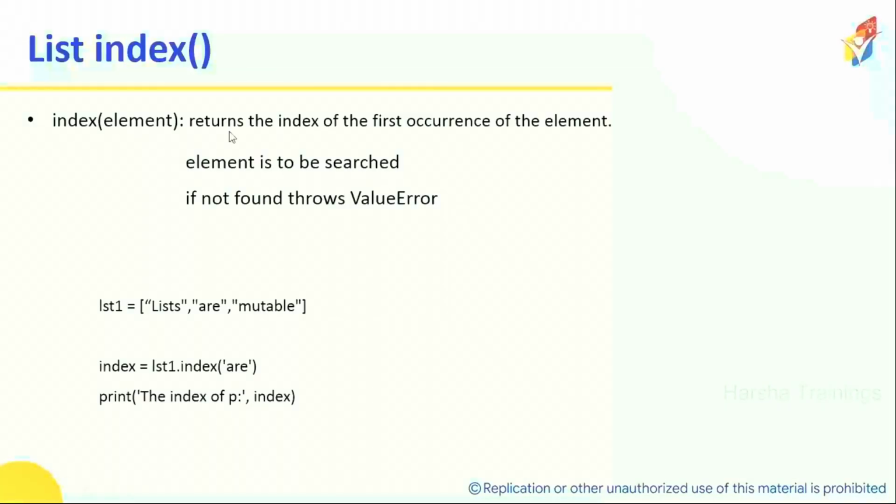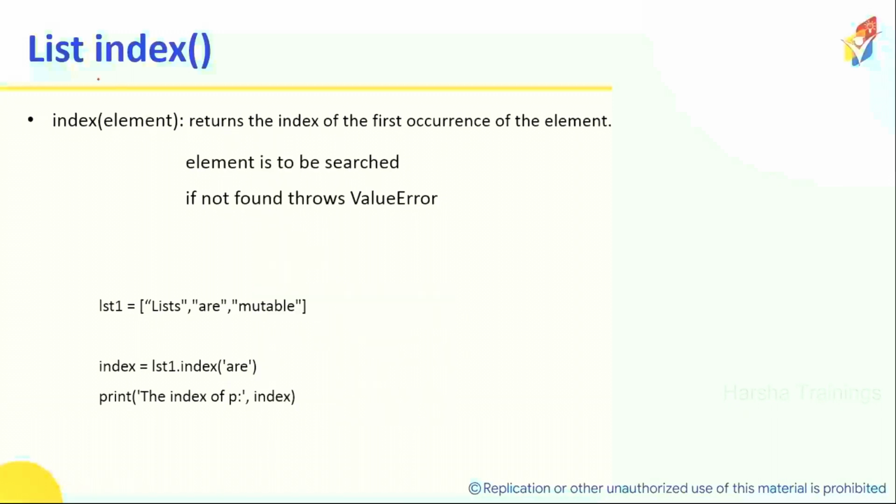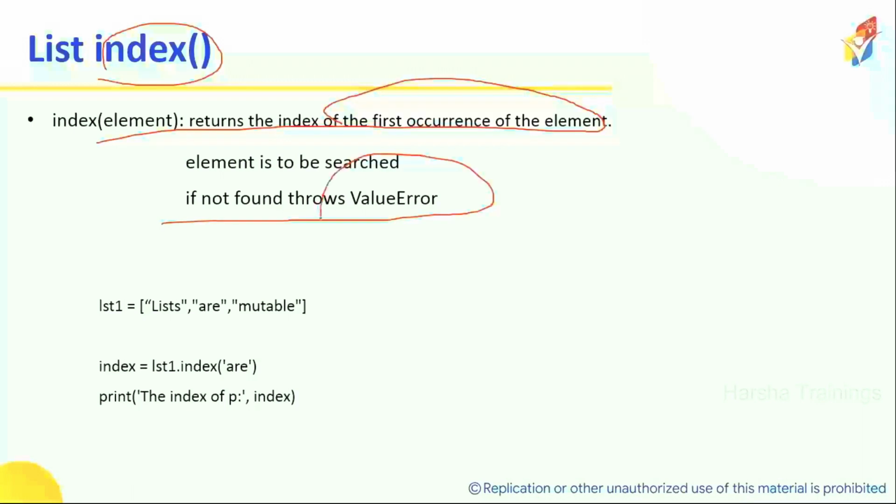Beautiful question, and this is the most important interview question. What is the purpose of the index function? The index function is used for searching a substring or sublist in a given list. The index function returns the index of the first occurrence only. If the element is not available, it returns a value error.